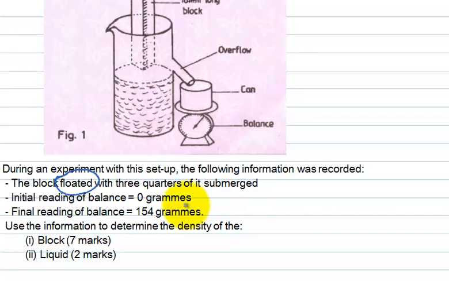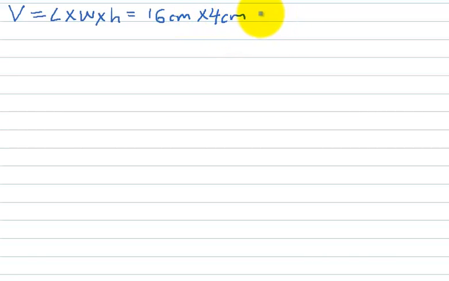For example, since in this question we are asked to determine the density of the block, we can determine its volume from its dimensions because it is a cuboid. So the volume of the block will be given by its length times width times height, and this is 16 centimeters times 4 centimeters times another 4 centimeters, and this gives us 256 centimeters cubed. This is the total volume of the cuboid.